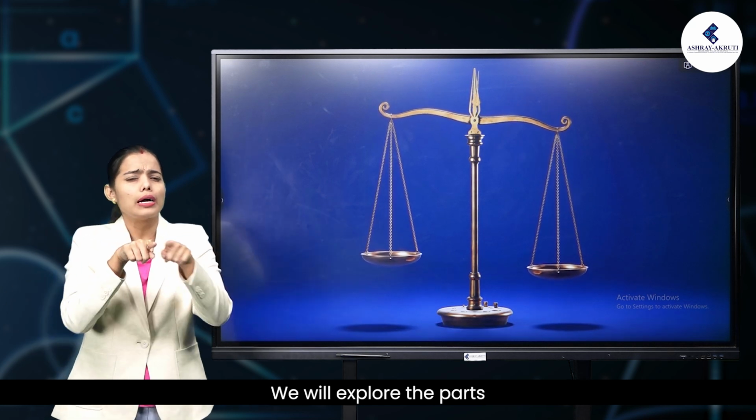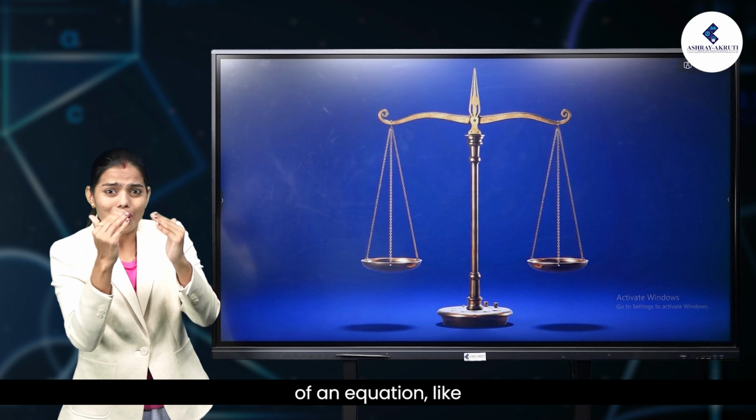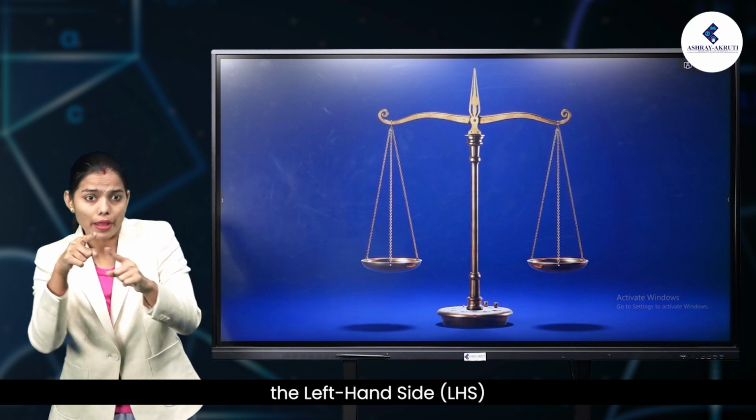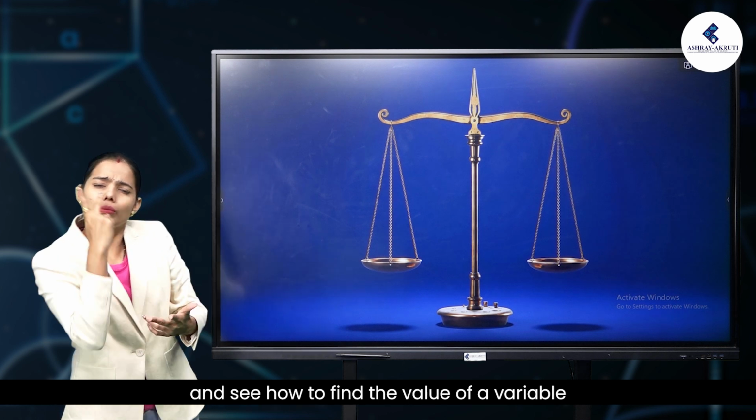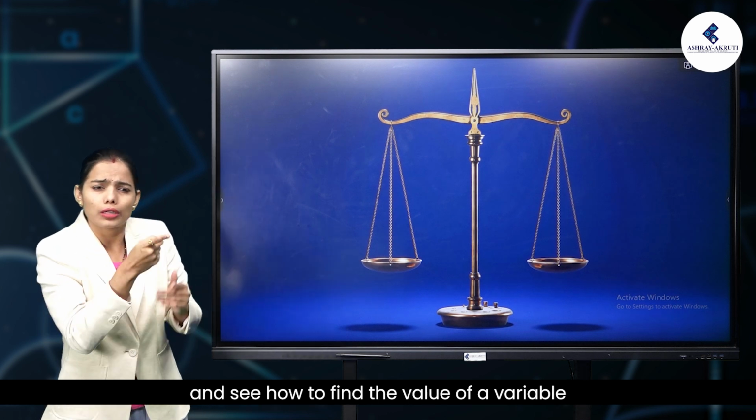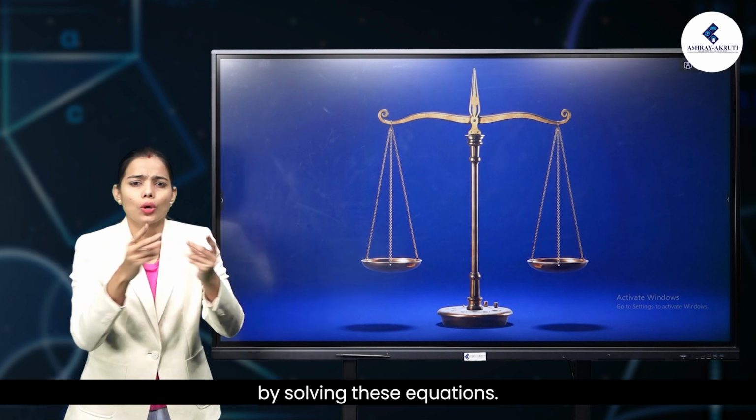We will explore the parts of an equation like the left-hand side (LHS) and right-hand side (RHS) and see how to find the value of the variable by solving these equations.